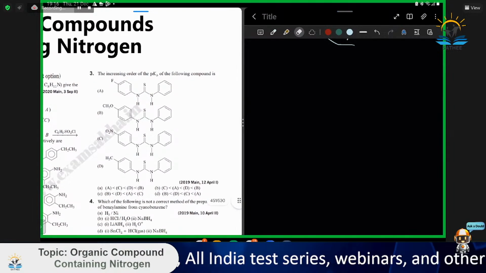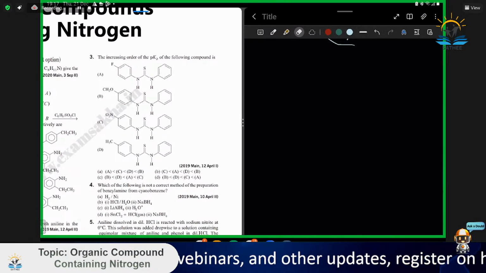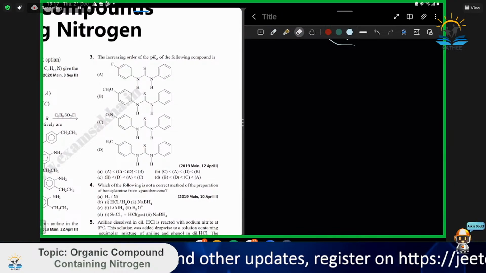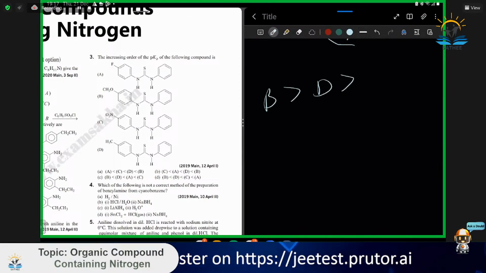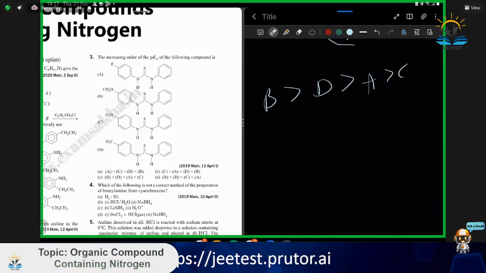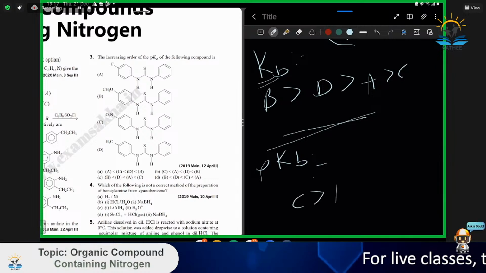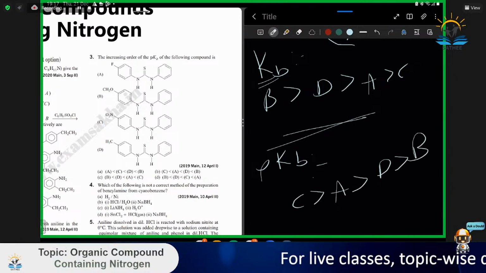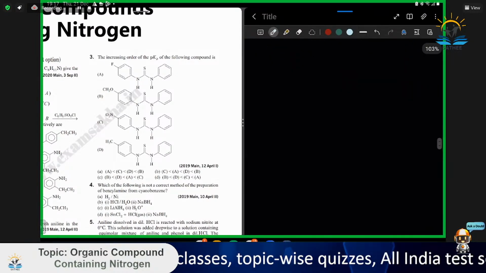Increasing order of pKb of the following compounds. These are like your guanidine things. So donating group strength, your OCH3 greater than CH3 greater than F greater than NO2. Just look for greater donating strength on nitrogen. Okay, my bad, this is the Kb order. pKb is reverse: C greater than A greater than D greater than B. You have to check donating and withdrawing group strength.